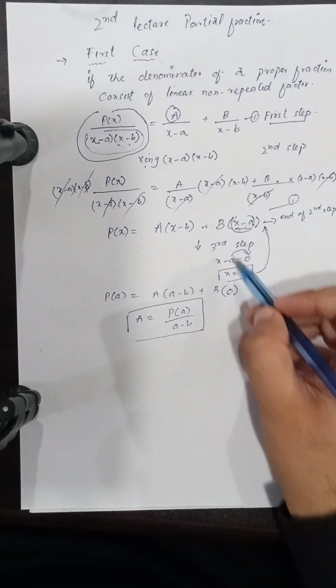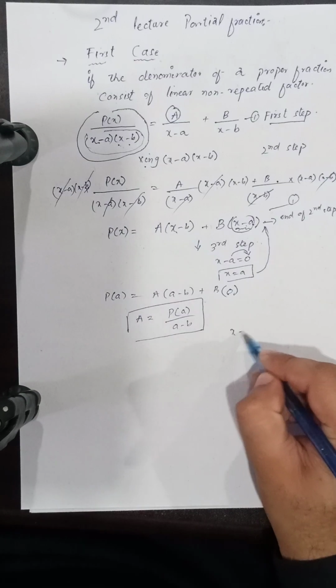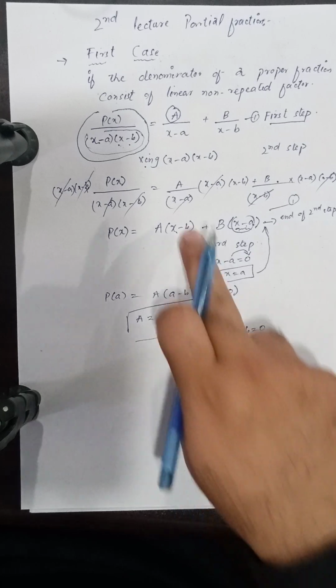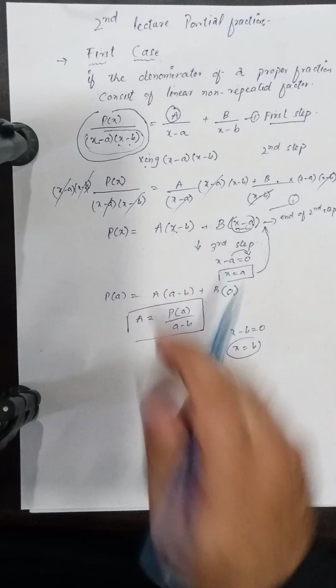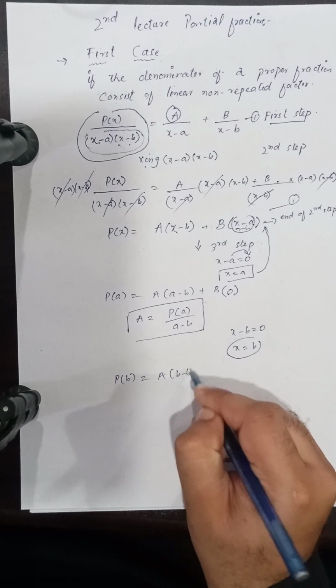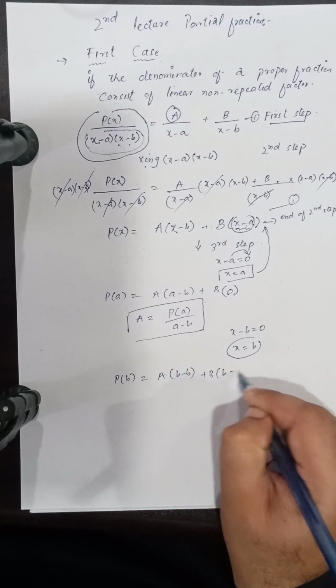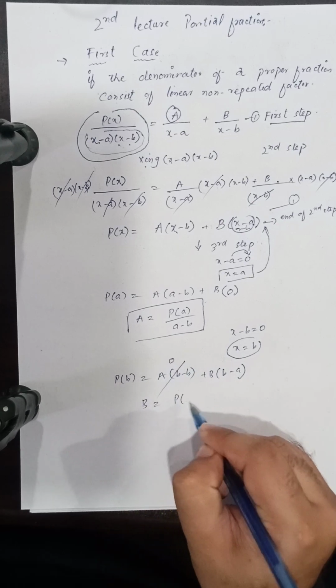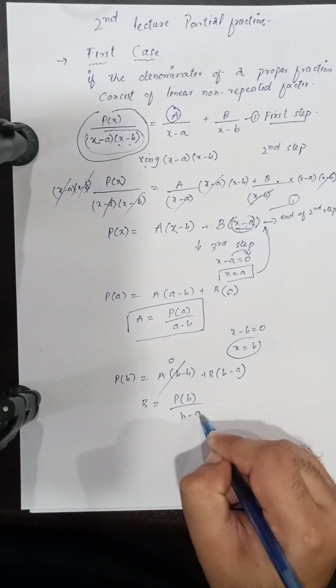Now in the third step, put x minus b equal to 0, so x equals b. Now put x equal to b in equation 1. So P of b is equal to A into b minus b, plus B into b minus a. The first term is 0. So B is equal to P of b divided by b minus a.